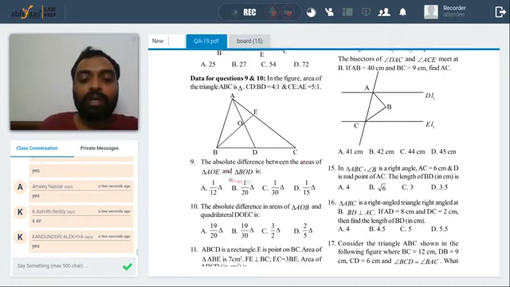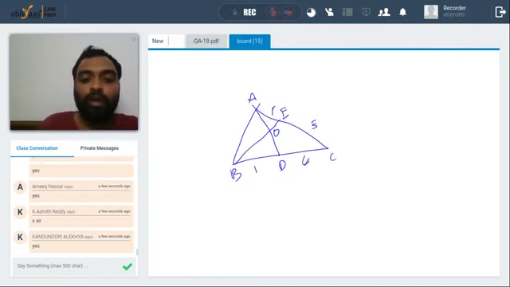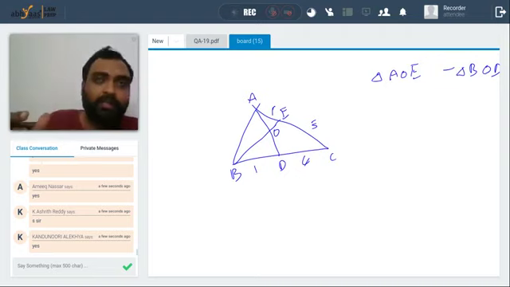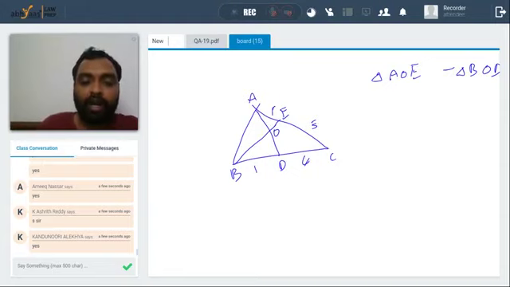Look at the 9th question. He said, find the absolute difference between the areas of triangle AOE minus triangle BOD. Now you'll get stuck here. All of you, please listen to this carefully. It is a little tough to understand. It's a very easy one, but while explaining it, it is very difficult to understand.